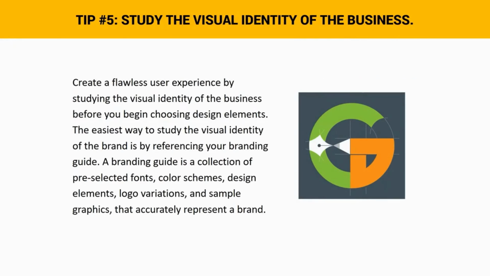Tip number 5. Study the visual identity of the business. Create a flawless user experience by studying the visual identity of the business before you begin choosing design elements. The easiest way to study the visual identity of the brand is by referencing your branding guide. A branding guide is a collection of pre-selected fonts, color schemes, design elements, logo variations, and sample graphics that accurately represent a brand.